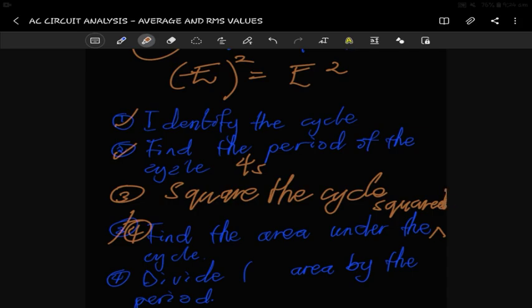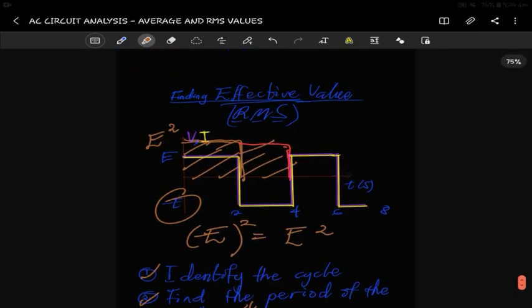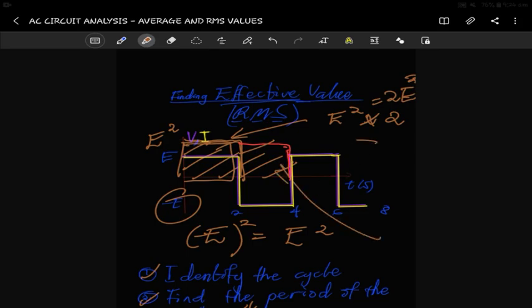The area under the squared cycle, that's what we're going to do next. We know the area for the first part of the cycle is this. It gives us e squared because it's a rectangle. So that's e squared times the base, which is 2. Sorry, times 2. So that gives us 2e squared. And then for this side, let's bring it here.